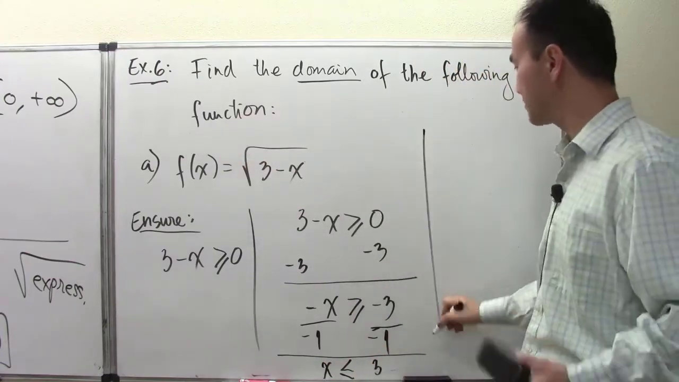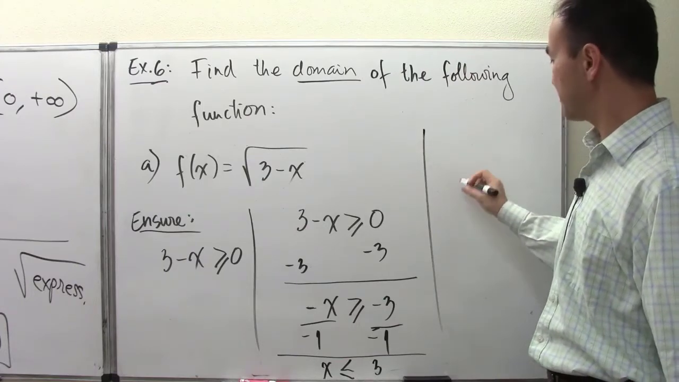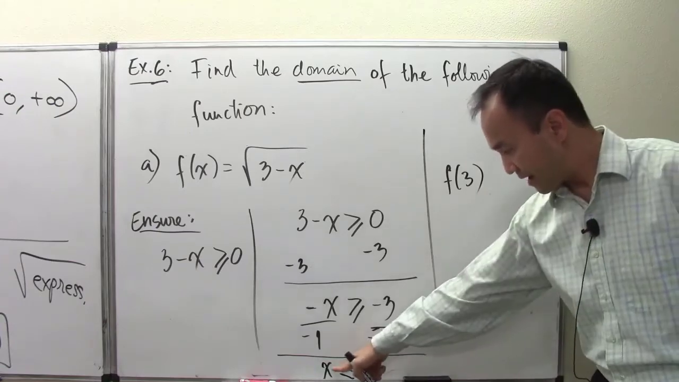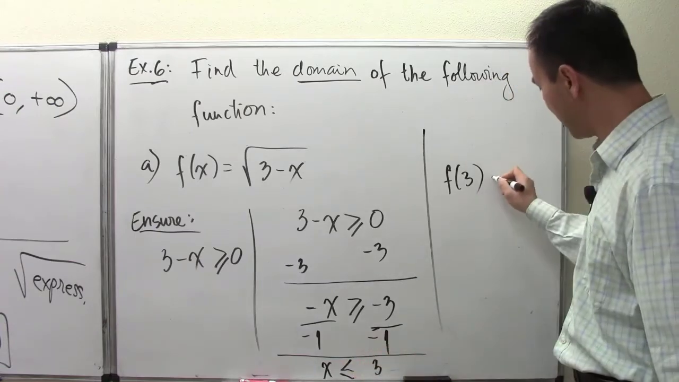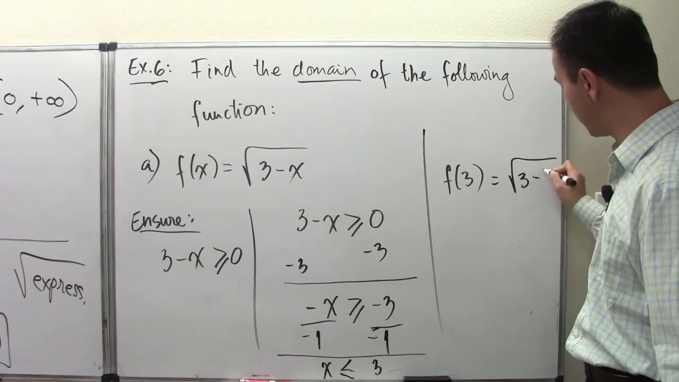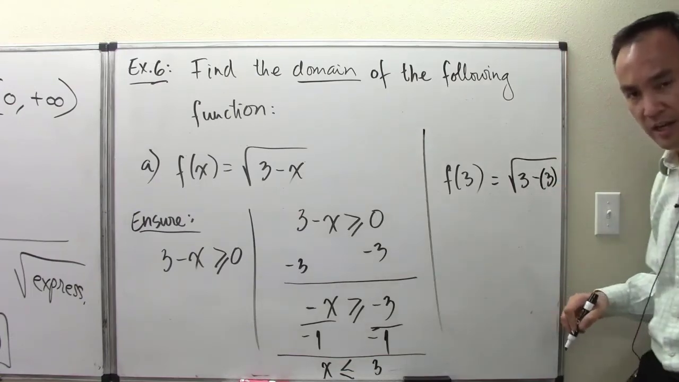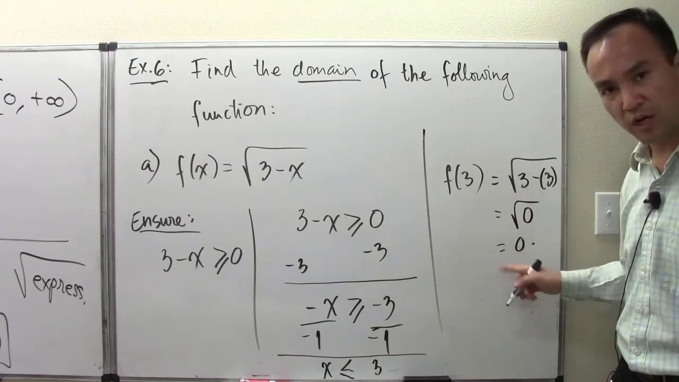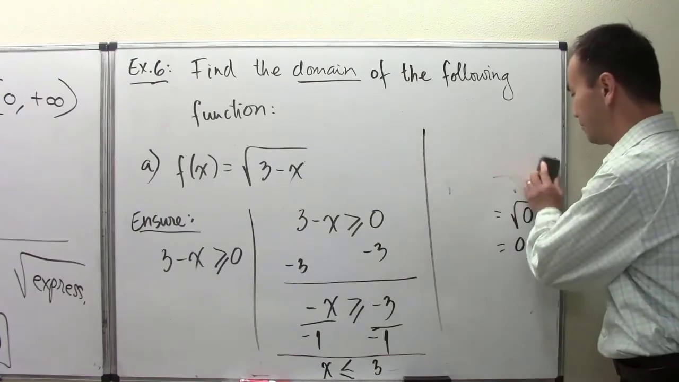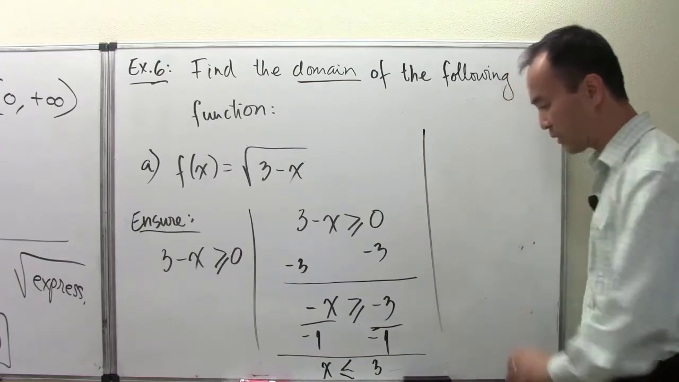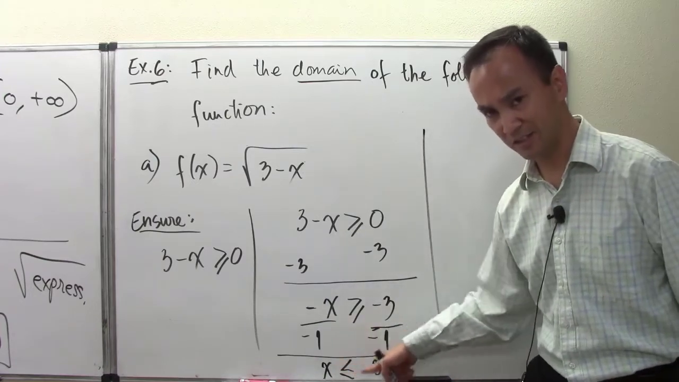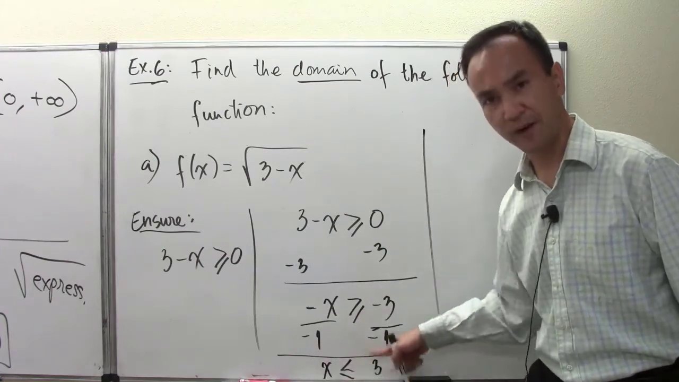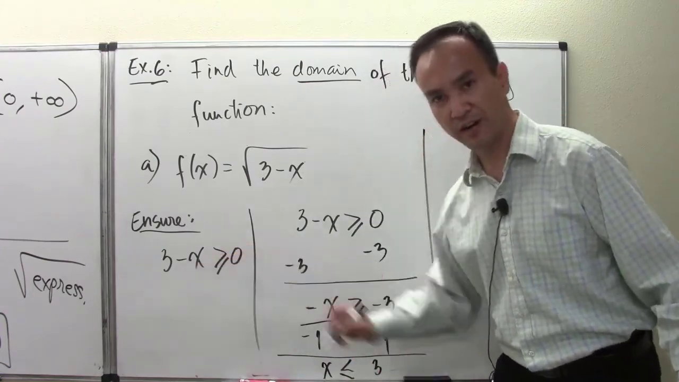So now, quick demonstration. f of 3, x can equal 3. So f of 3, let's find out. Square root of 3 minus 3, substituted in as the input. That gives me square root of 0, and that's equal to 0. It worked. Okay? I'm just trying to explain a little further why this is working. And that's what it means by satisfying 3 minus x greater than or equal to 0.